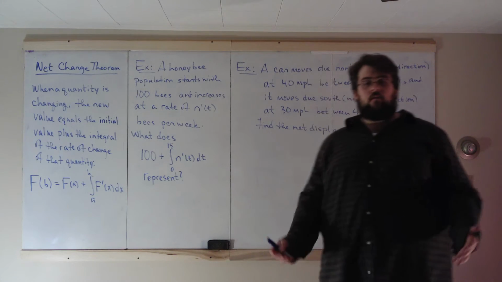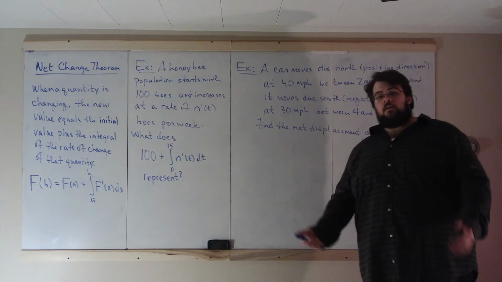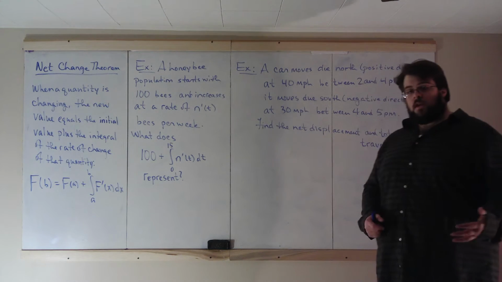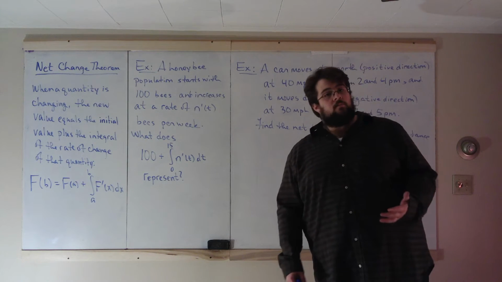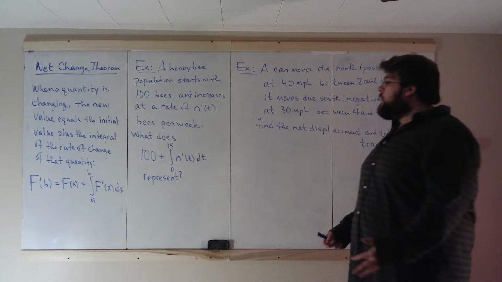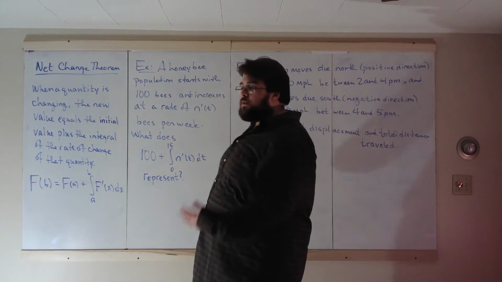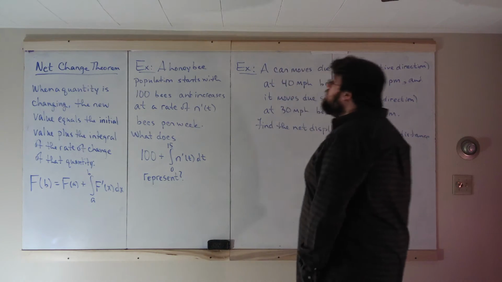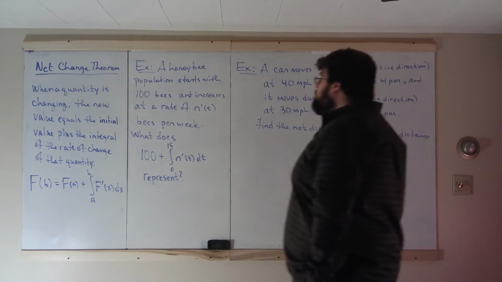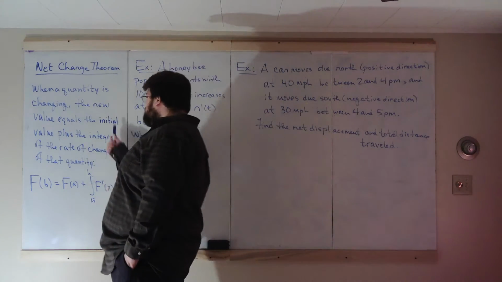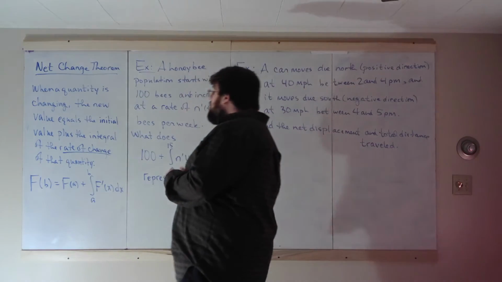The last result we covered is called the Net Change Theorem. The Net Change Theorem is a rephrasing and a reinterpretation, I should say, of the second part of the fundamental theorem of calculus for when the derivative is specifically measuring some rate of change. So here, when a quantity is changing, the new value equals the initial value plus the integral of the rate of change of that quantity.